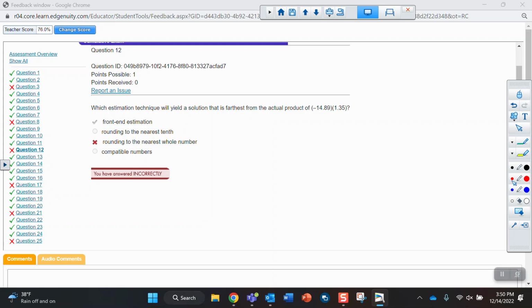And then also remember that front-end estimation, I don't know if this is one that they would have gone over in this unit or not, but that's that method that usually is just with addition and subtraction. So again, this is multiplication, but it's where you take the largest place value and you add or subtract those two numbers, and then you do round the decimal to the nearest 10th place, typically is how that's done. So that actually is the least accurate method of estimation. So that one we would not use.